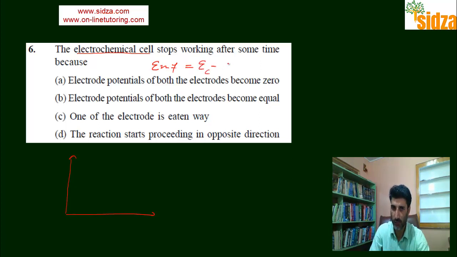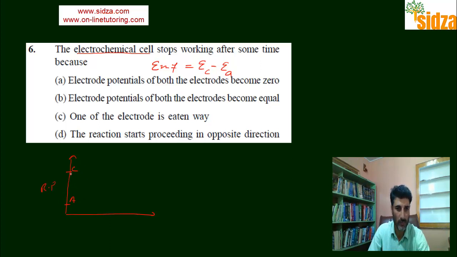The reduction potential of the cathode is higher than the reduction potential of the anode. This difference in the reduction potentials of the cathode and the anode is what we call the EMF. So if we have a galvanic cell, and let's say these are our reduction potentials, obviously the cathode has a higher reduction potential than the anode.